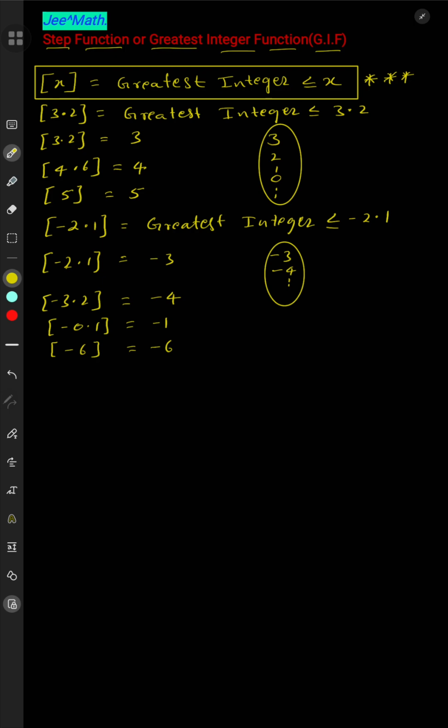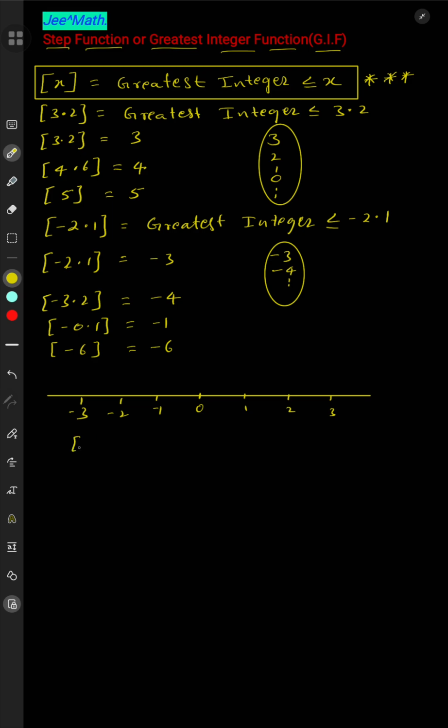Next one, based on all these, see one more way to get the greatest integer less than or equal to x. 0, 1, 2, 3, and so on. And on this side minus 1, minus 2, minus 3.